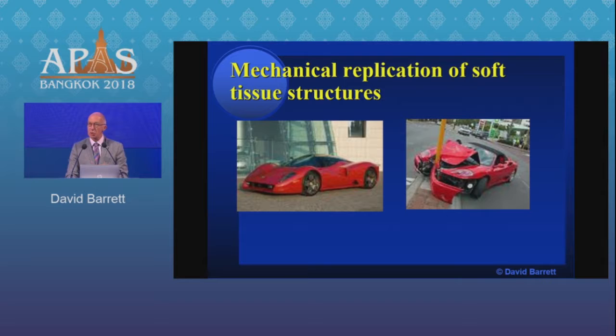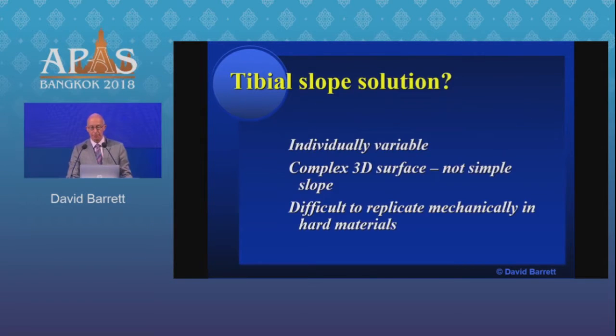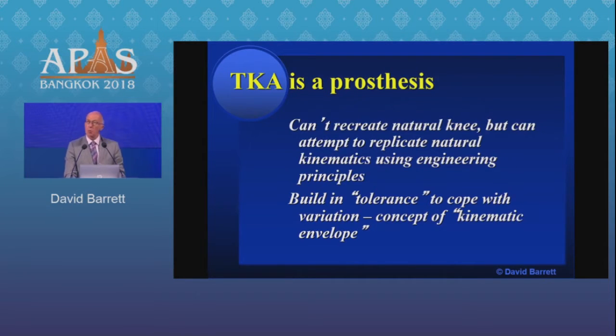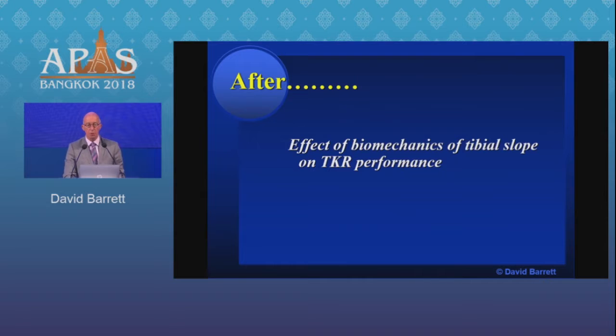It's such a complex structure. How do we modify it? How do we make it work for us? Because it's a complex 3D surface, it may not be the simple slope we think it is, and it's very difficult to replicate that mechanically. So what we've got to do is build in some tolerance. We have an engineering solution, and we have this concept of a kinematic envelope into which we're going to put our knees.